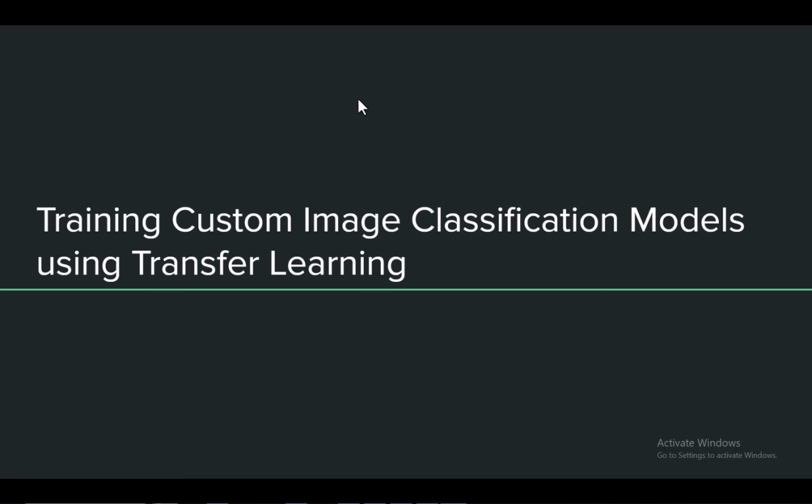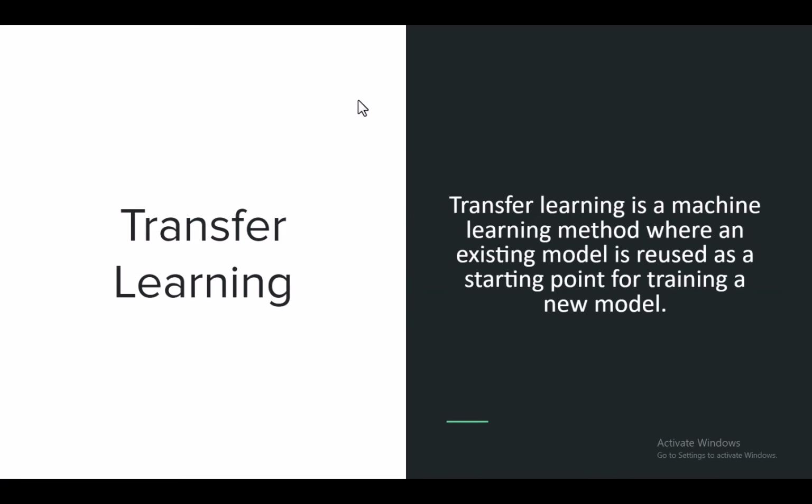Welcome to this section. In this section, you will learn to train your custom image classification models using a technique called transfer learning. Transfer learning is a machine learning method where an existing model is reused as a starting point for training a new model.